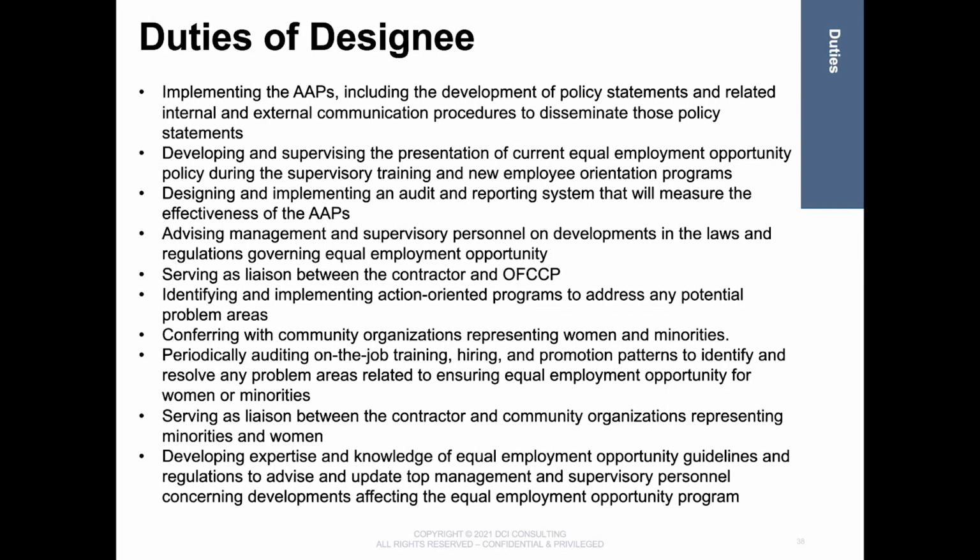Periodically auditing on-the-job training, hiring, and promotion patterns. Again, working with people within your organization to make sure that somebody is looking at those things. And then serving as a liaison between the contractor and community organizations. That's kind of similar to the one above. Anyway, it's the same principle. So you're going to be talking to the recruiters probably and saying, hey, we have goals. What are we going to do? Can you reach out to some more organizations? And then developing expertise and knowledge of the employment opportunity guidelines and regulations and advising management.